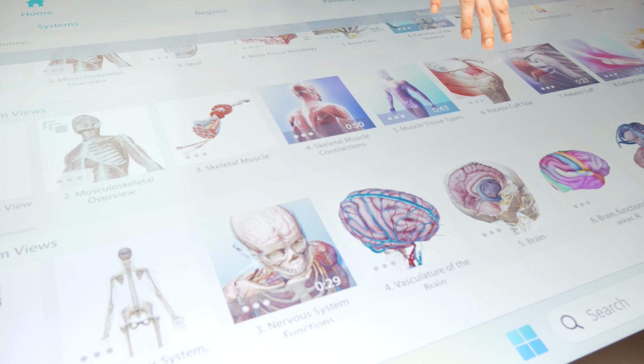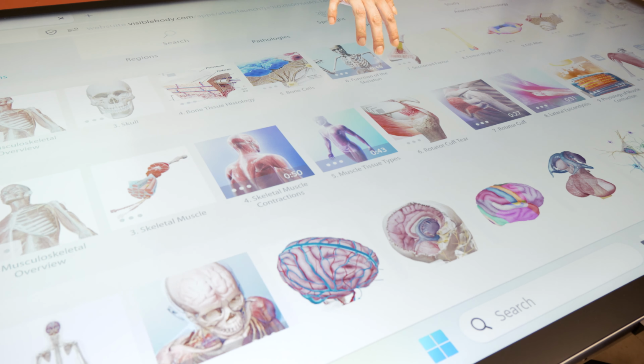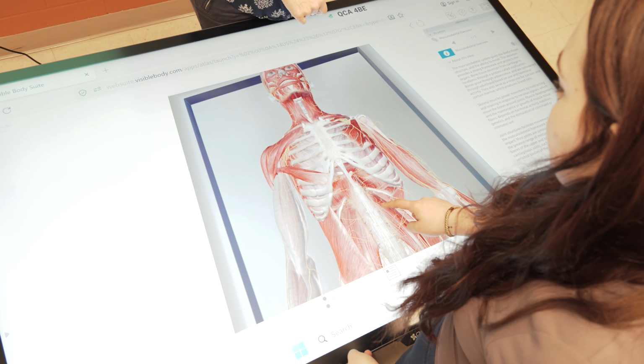I am a pre-medical biology student. I used visible bodies a lot when I was taking anatomy and physiology too. They have every system by itself, so you can look at the reproductive system, you can look at the endocrine system, you can look at the nervous system. I really like that because it breaks it down even further.